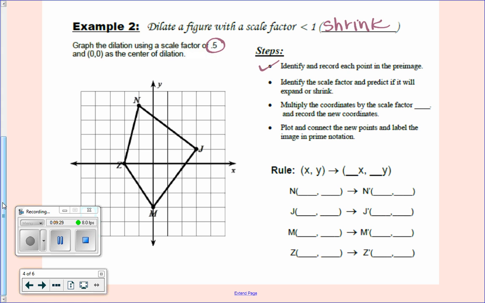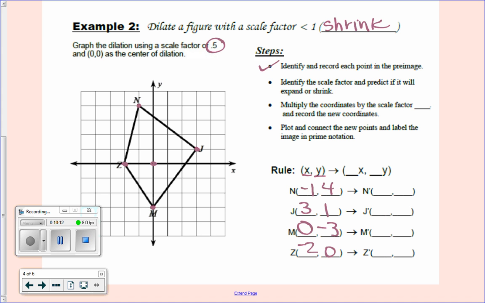So what are our coordinates for N? -1, 4. You got it. J is what? Here's your origin. 3, 1. Remember, we always do X and then Y. Our rule is always our original. Point M is what? Do we go anywhere? 0. Good. 0, -3. And then Z is -2, 0.